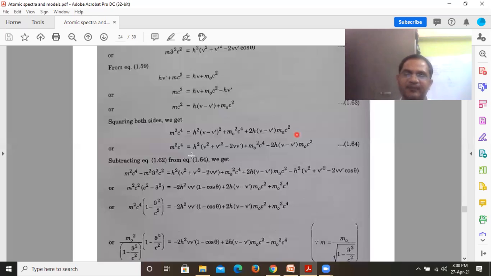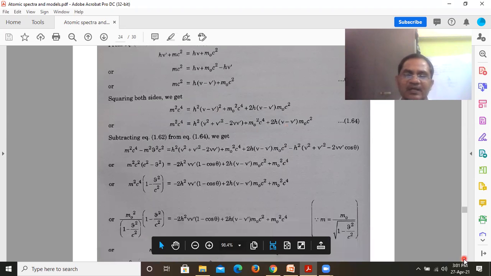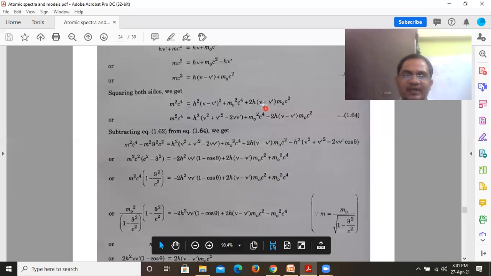Next, m²c⁴ = h², again (ν − ν′)² expanded: ν² + ν′² − 2νν′, plus m₀²c⁴ written as it is, plus 2h(ν − ν′)m₀c². Okay. Now subtracting equation 3 from equation 4, these two equations we are subtracting.